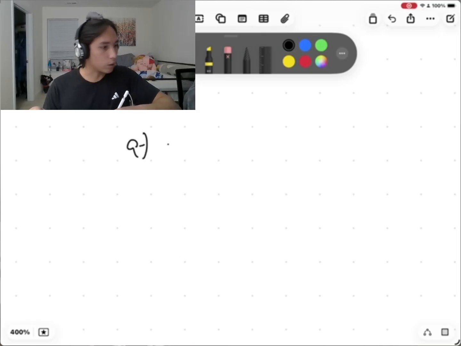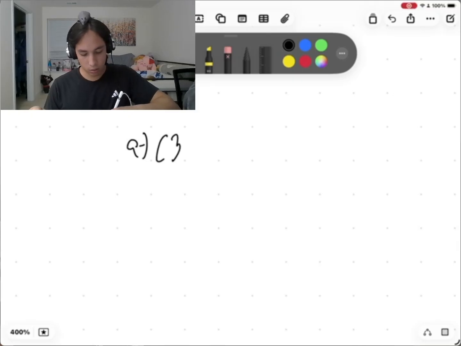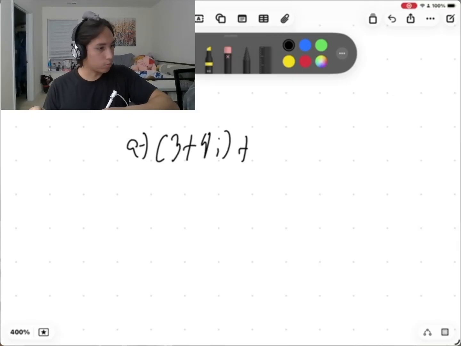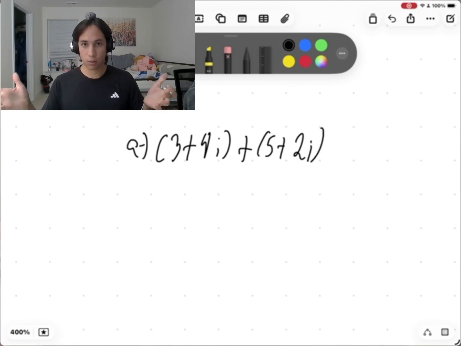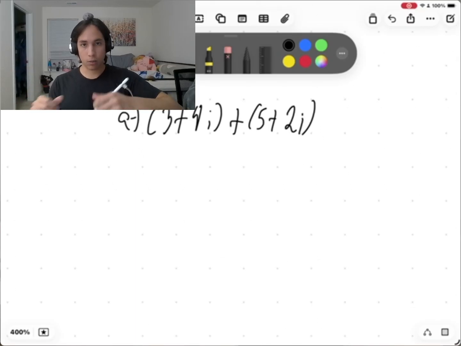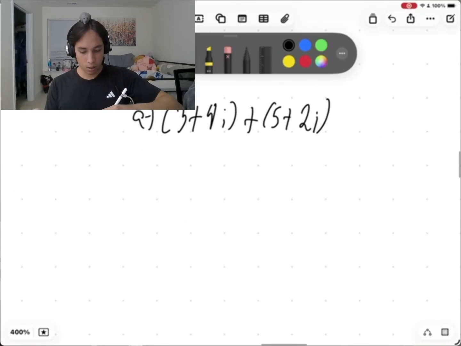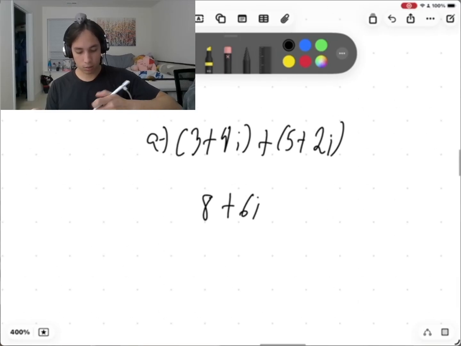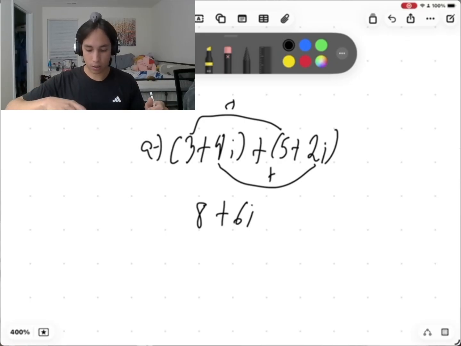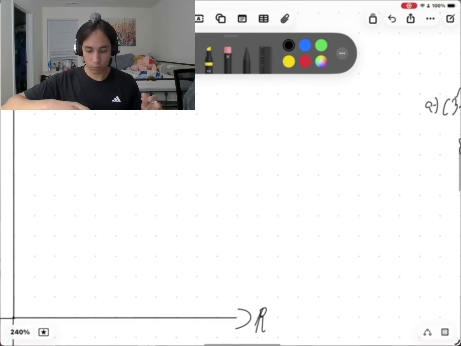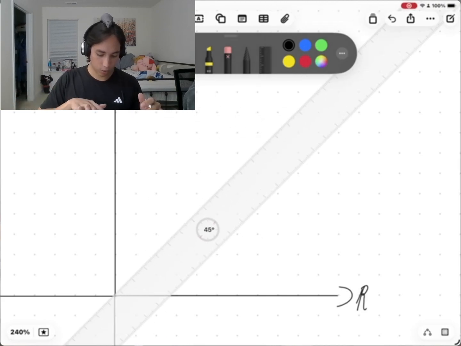First, we get 3 plus 4i plus 5 plus 2i, right? Simple addition, analytically or symbolically. It's going to be 3 plus 5, which is 8, plus 4 plus 2 is 6, so 8 plus 6i. Because you add this, and then you add this, just as if they were vectors, like I said two episodes ago, right?